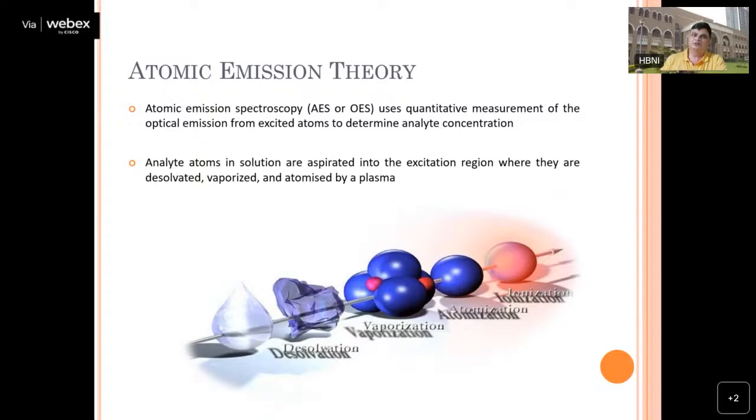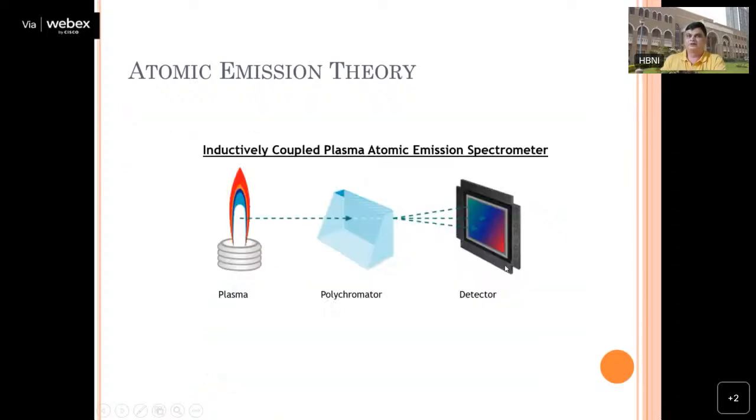Analyte atoms in the solution are aspirated into the excitation region, where they are desolvated, vaporized, and atomized by using plasma. So this is desolvation, vaporization, then atomization, then ionization, and then we do the detection. This is just a simple view of the processes going on. The plasma is there, then it goes to the polychromator, and then to the detectors.